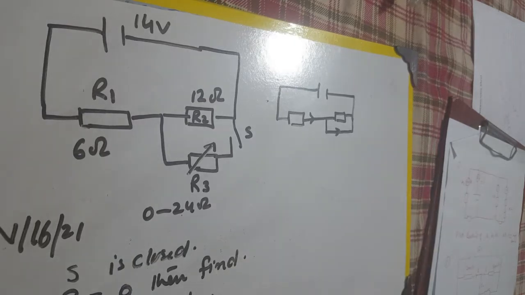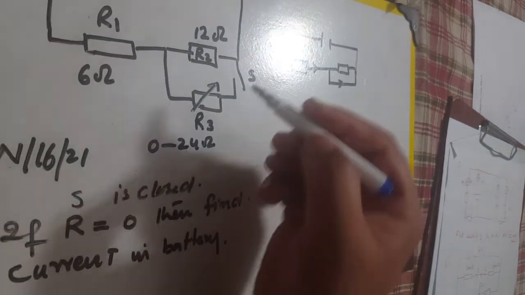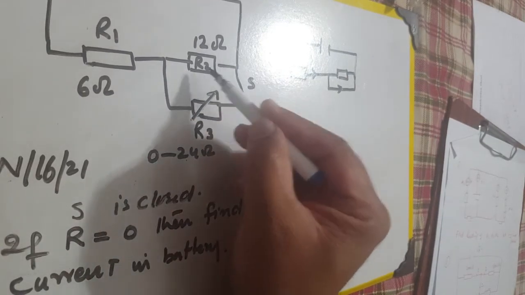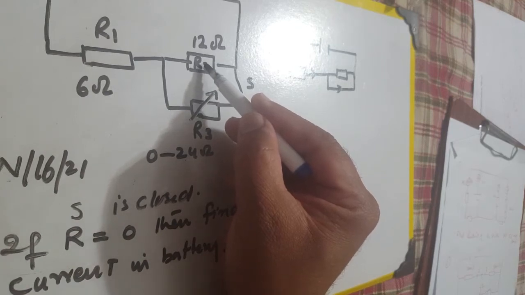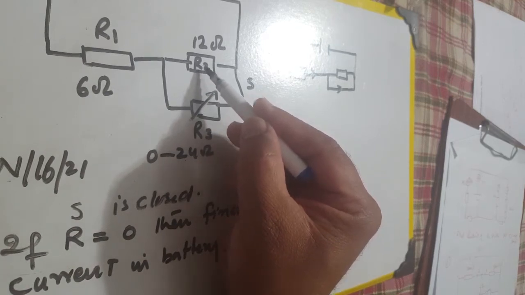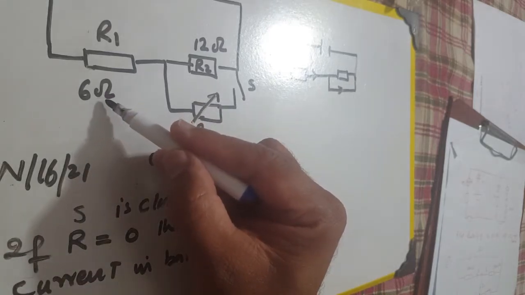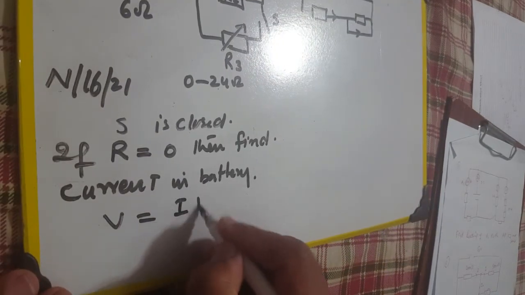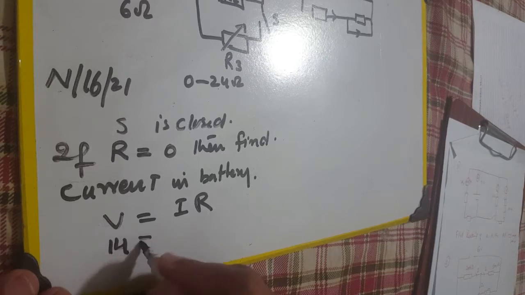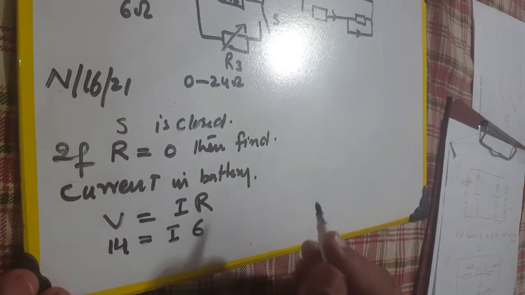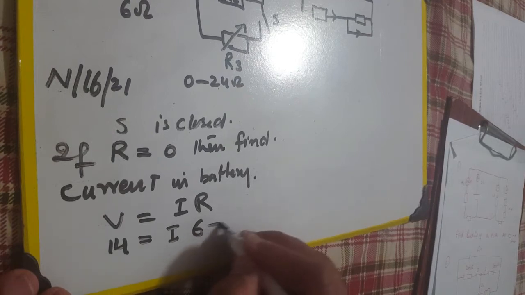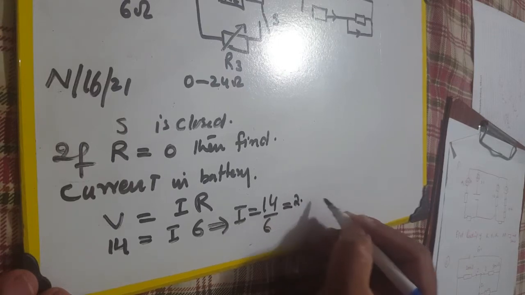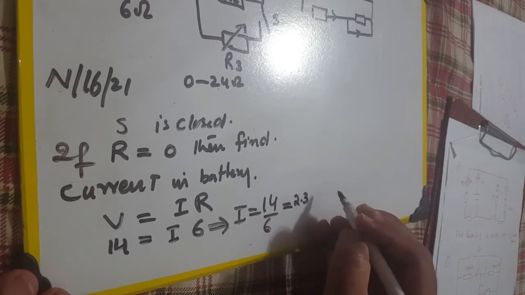Now, current in the battery: how can we find it out? If this resistor is 0 and the current passes through this path, then that resistor has no contribution. So we only consider 6 ohm. V is equal to IR, voltage is 14, resistance is 6. This implies the current will be 14 over 6, which is 2.3 ampere.